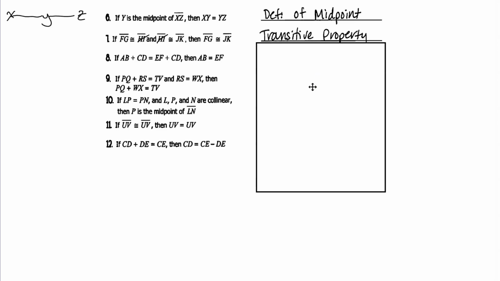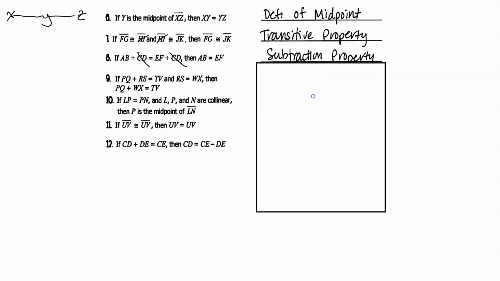If AB plus CD equals EF plus CD, then AB equals EF, right? So what happened here? Well, see how they're both being added with CD, but if I take those away, by subtracting them, all that's left is AB equals EF. So subtraction is the subtraction property.